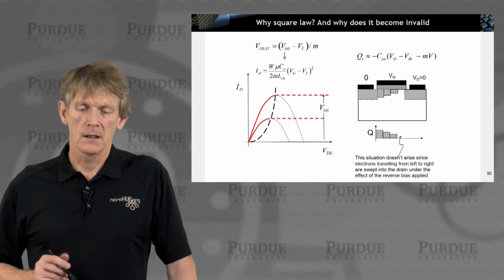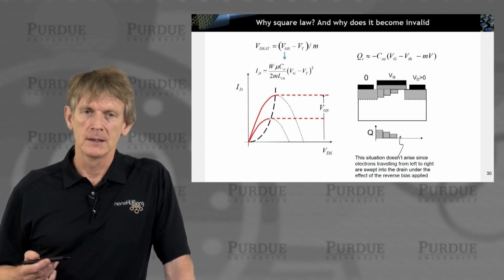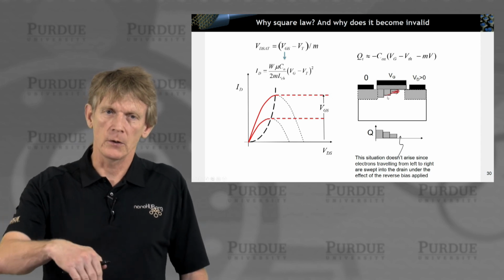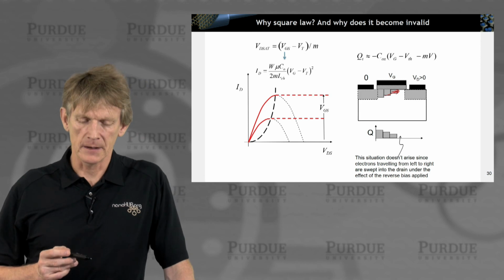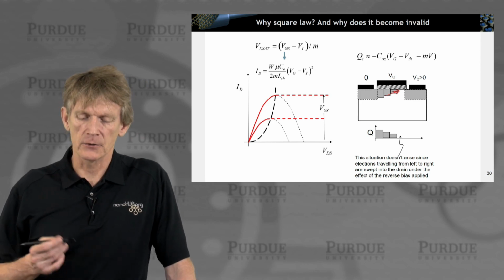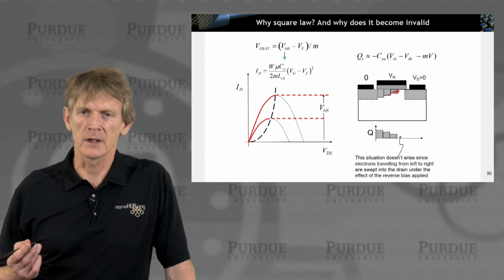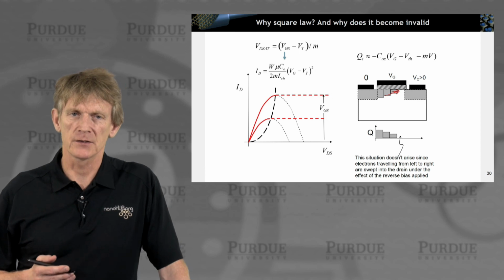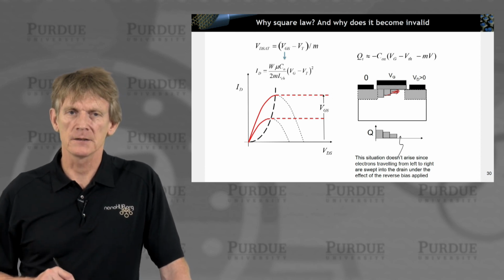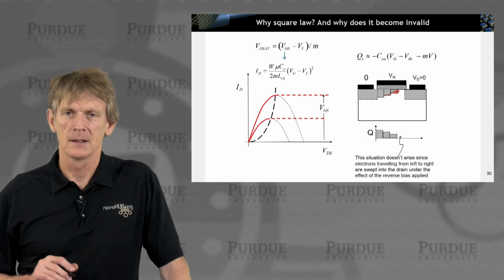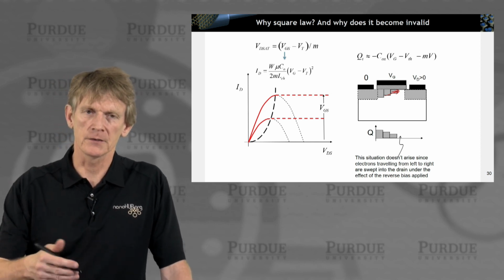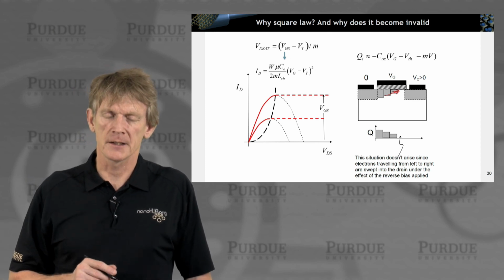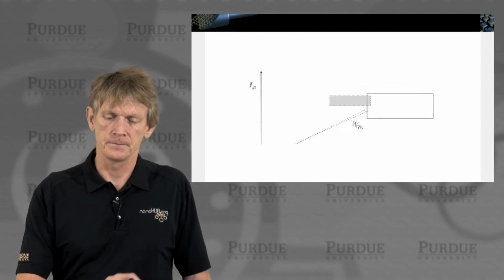All right. Why does the current become invalid? Well, once you have carriers injected here and they're on a down ramp going down the potential, they will make it down there. So the electrons traveling from the left and the right are swept into the drain under the effects of the reverse applied bias. So they're swept down similar to a BJT as what we had shown there as well. Okay, so once you're in the channel and you're going down, there's really no way back out and back up. So that's why this branch of the expression here really becomes invalid.